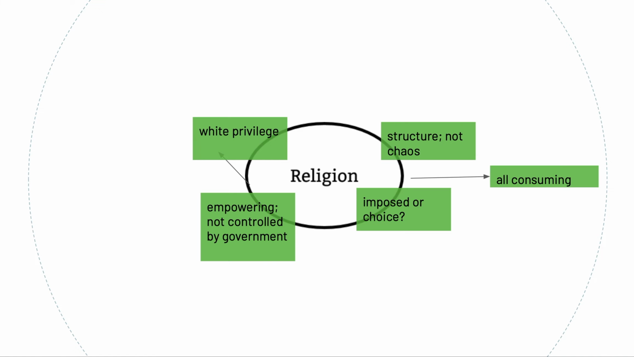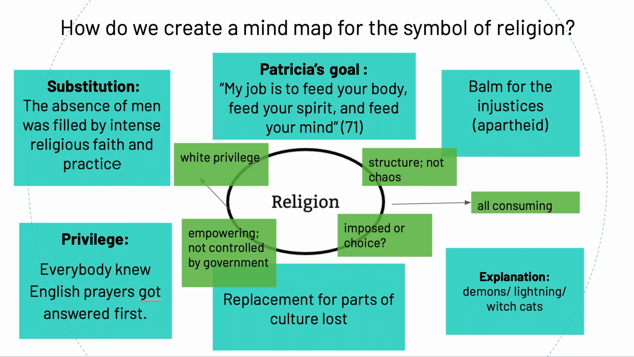From there, you're going to dig a little deeper and see specifically how this connects to the book. So we added in a quote. Patricia's goal was, "My job is to feed your body, feed your spirit, feed your mind." That relates to the symbol of religion. Substitution: the absence of men was filled by intense religious faith and practice. We see that because they don't have these men, they go to religion. Privilege: everyone knew English prayers got answered first. That goes to the idea of white privilege.